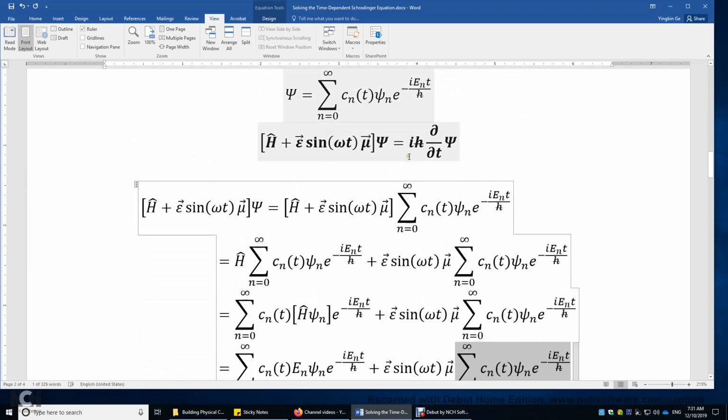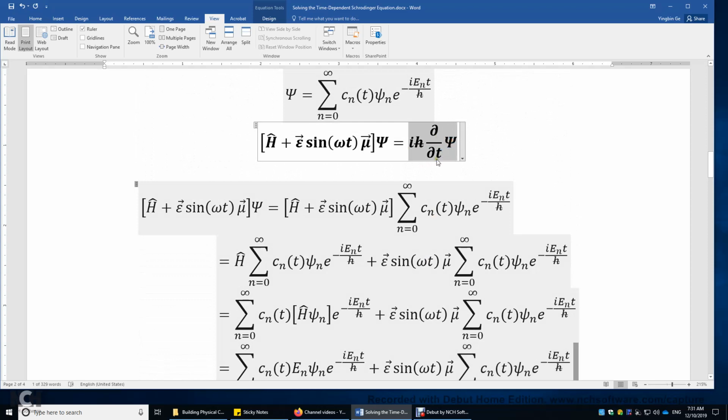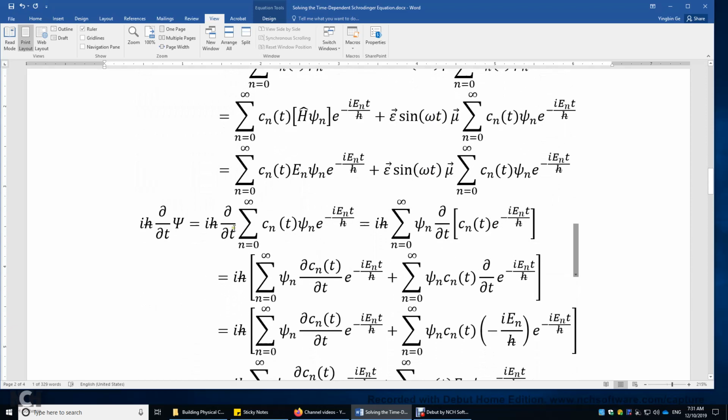On the right-hand side, you have i h bar times partial derivative with respect to t of psi. And we expand this. Because psi sub n is a function of x, y, and z, it's not a function of time. So really, we're trying to take the first derivative of a product of two functions of time. C sub n is a function of time, and this exponential function is a function of time.